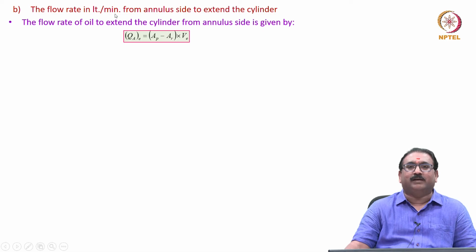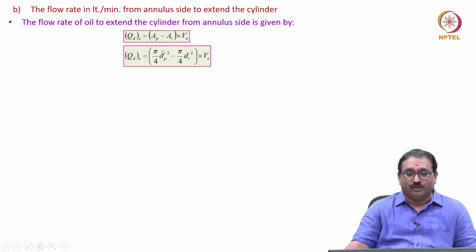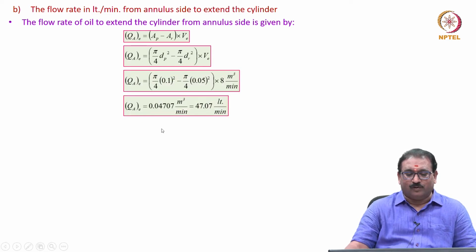Similarly, the flow rate in liters per minute from the annulus side during extension. For the annulus side you will take AP minus AR into the velocity for extension. Substitute all the values: pi by 4 dP square minus pi by 4 dr square into VE. Substitute all the values, you will get 47.07 liters per minute from the annulus side.